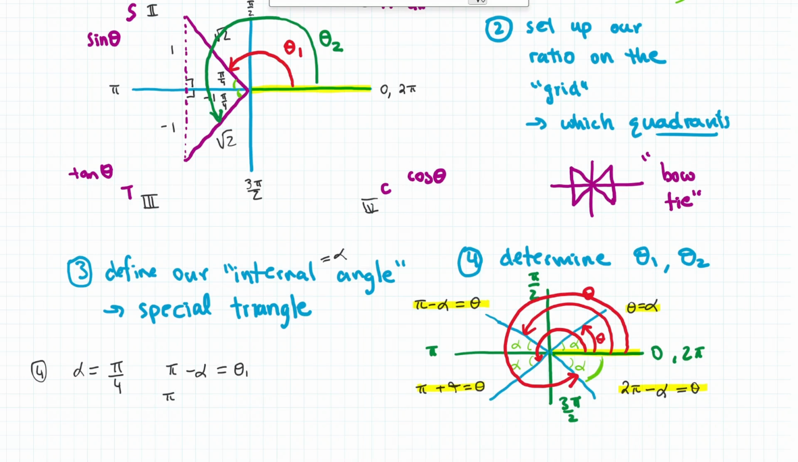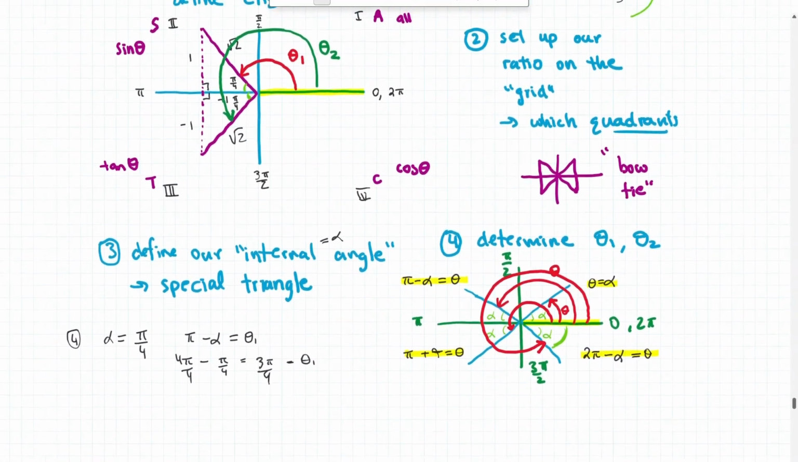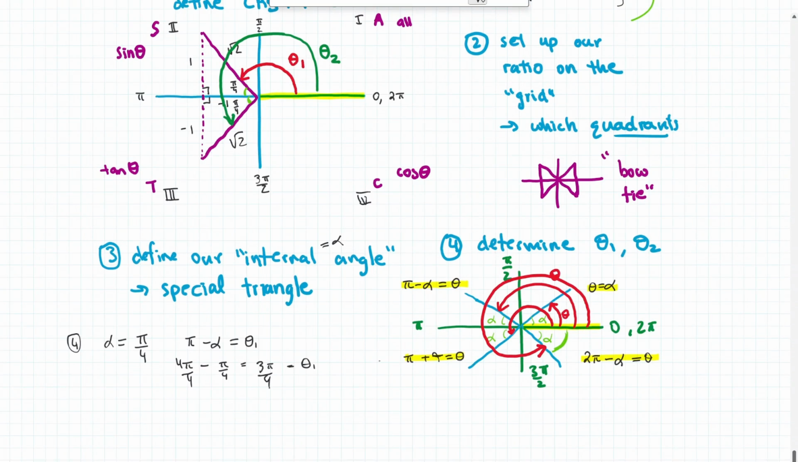In that case, we have pi minus pi over 4. Let's find a common denominator. So we have 4 pi over 4 minus pi over 4. So we have 3 pi over 4, and that is our theta 1. And what about theta 2? Theta 2 is in the third quadrant, so we can use this equation right here. So then we have pi plus alpha equals our theta 2. So then we have pi plus pi over 4. Let's find our common denominator. So that means 5 pi over 4 is going to equal theta 2. So we have answer 1 and answer 2.